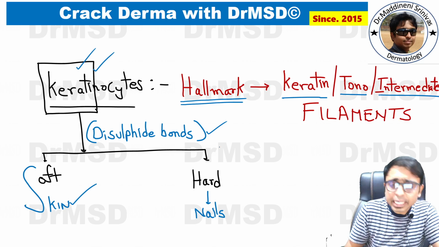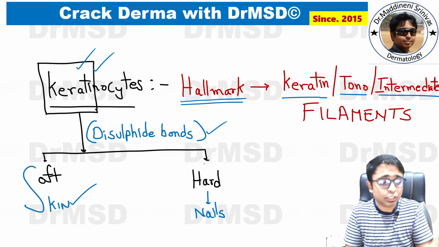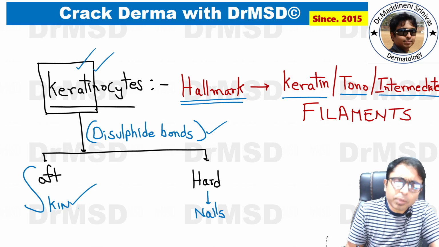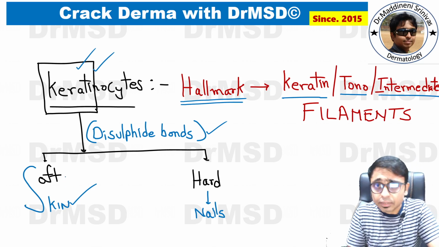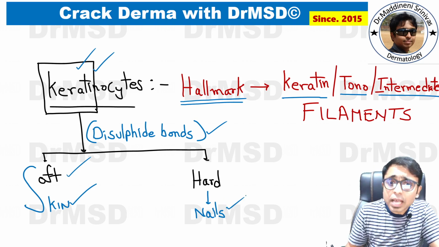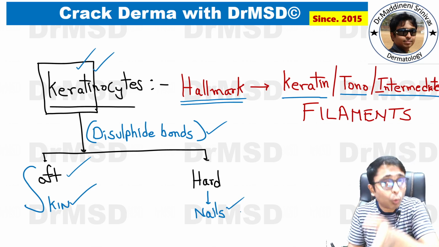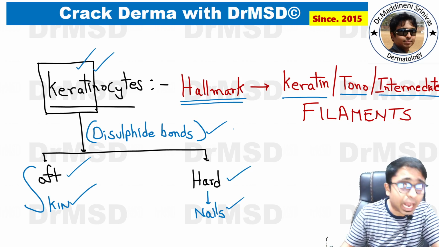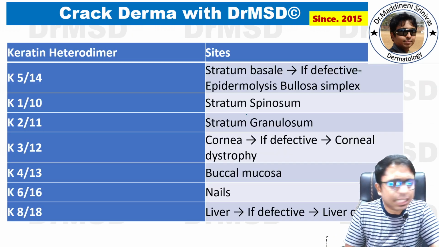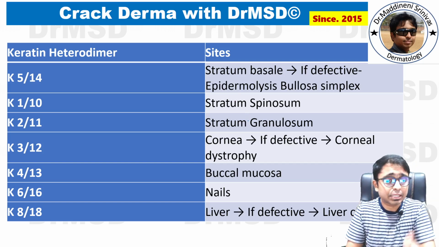Not only that, depending upon the disulfide bonds, the hardness of the structure differs. For example, in the skin, the number of disulfide bonds is very few. That is the reason why skin is very soft. Whereas the nails also have the same protein keratin, but here the disulfide bonds are more in number. That is the reason why nails are very hard to touch.